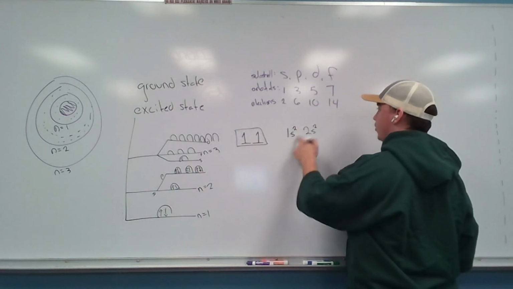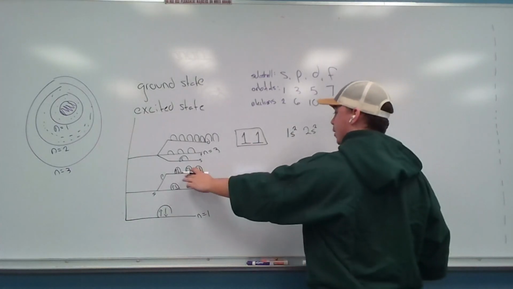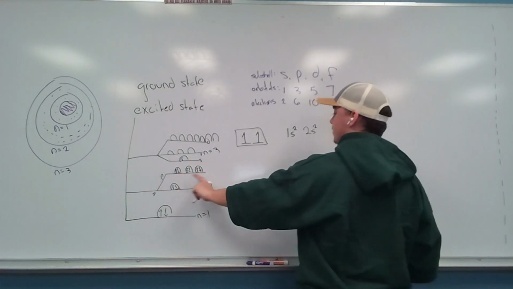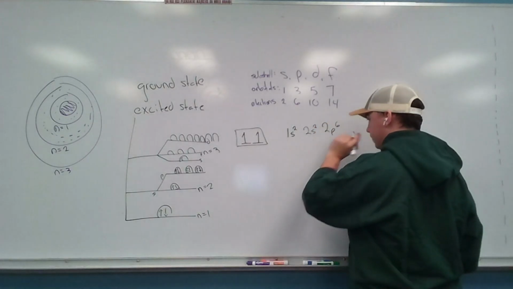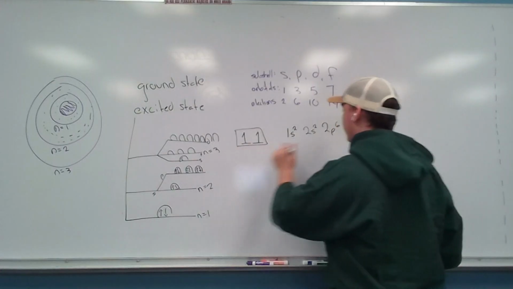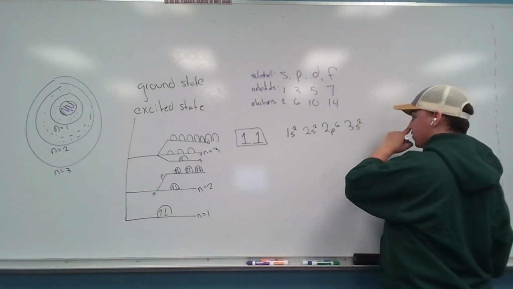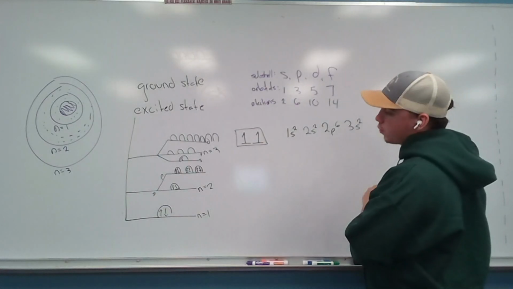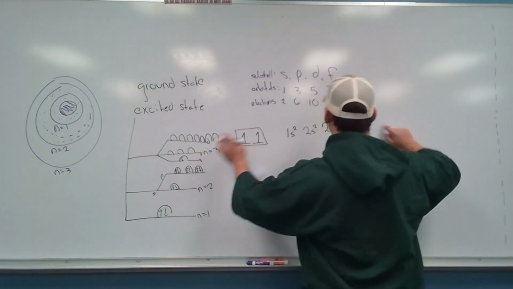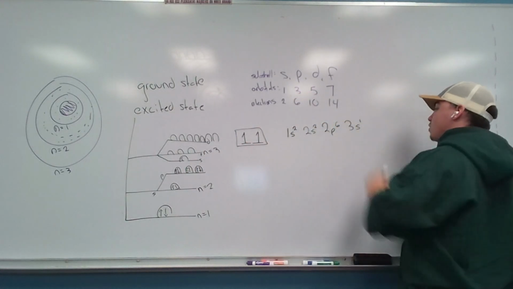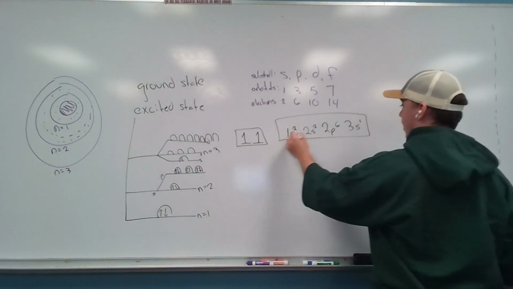Remember, an S subshell can only have a max of 2, so it's never going to go above that. Next is 2p, which has 1, 2, 3, 4, 5, 6. So 2p exponent 6. Then we're going to go up to 3, so 3s. And S always has 2, and we know that one's full. Wait, no, 3s isn't full. I misread. So look, 3s only has 1, so we're just going to say 3s1. And that's the electron configuration. Easy as pie.